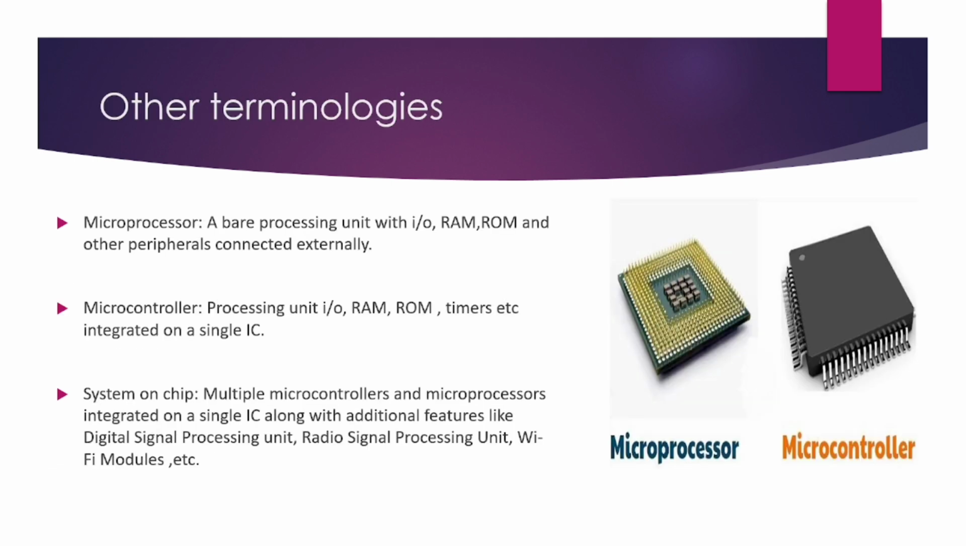Moving further, we also learned microprocessor and microcontroller. A microprocessor is a bare processing unit, with input, output, RAM, ROM, and other peripherals connected externally. A microcontroller has the processor unit, input, output, RAM, ROM, timers, etc. integrated on a single IC. Including this, we also learned system on chip, where multiple microcontrollers and microprocessors are integrated on a single IC along with additional features like digital signal processing unit, radio signal processing unit, and Wi-Fi modules.